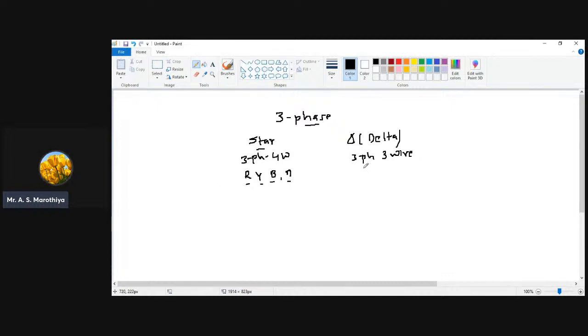But in case of delta, because we don't have a neutral concept, here we need only three phases, and for each phase we need to connect a separate wire. That's why this system is called three-phase, three-wire system.